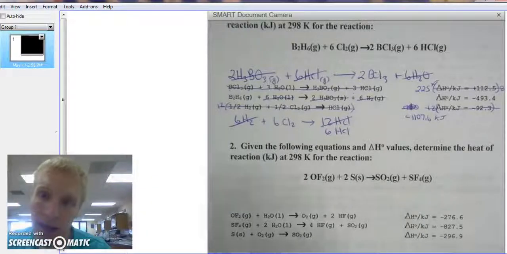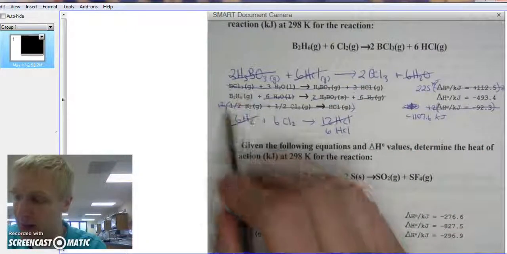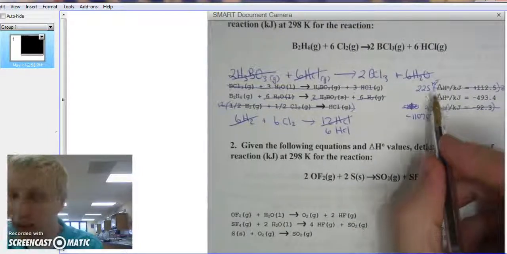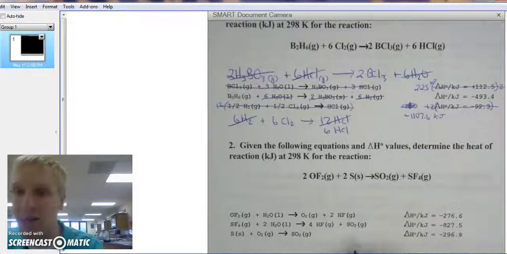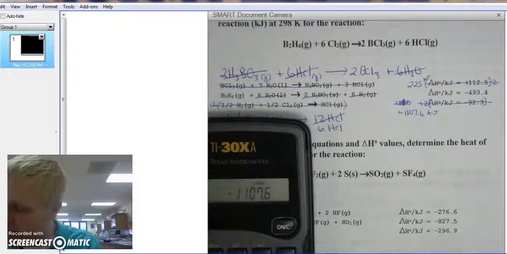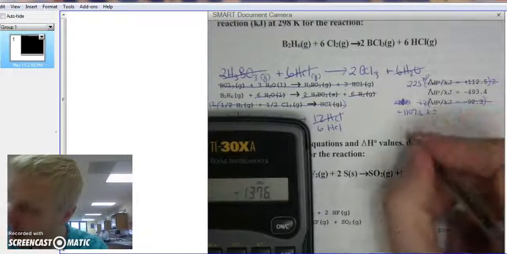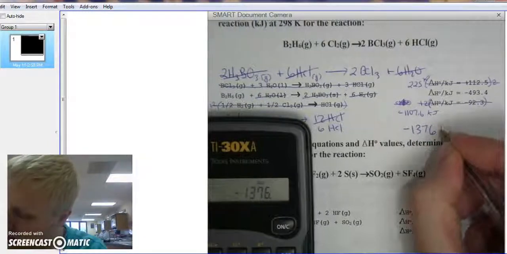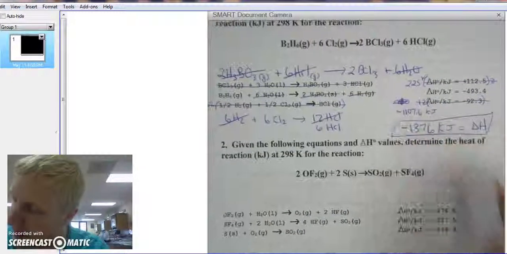We flipped it and multiplied by the numbers we needed in order for things to cancel out, so that all of these together will basically sum to this equation. Then, according to Hess's law, we can add up the changed delta H's to find our total delta H for this summary equation. So, negative 1107.6, we're going to add negative 493.4, and we're going to add 225. That gives us negative 1376 kilojoules as our delta H. That is how you do a Hess's law problem.